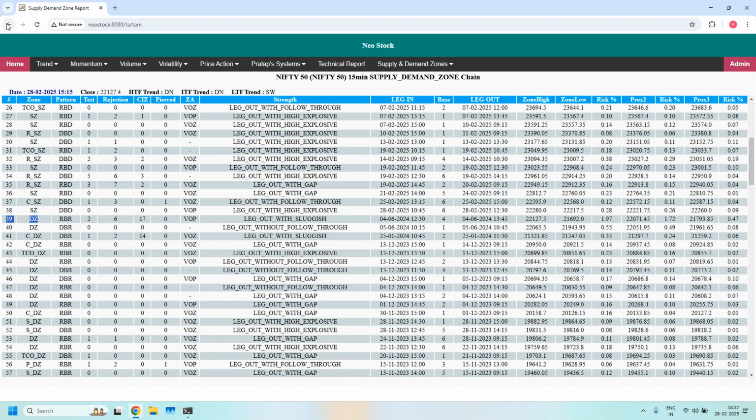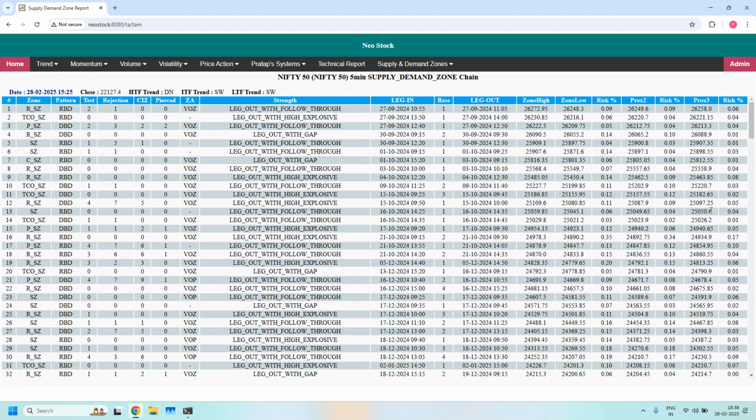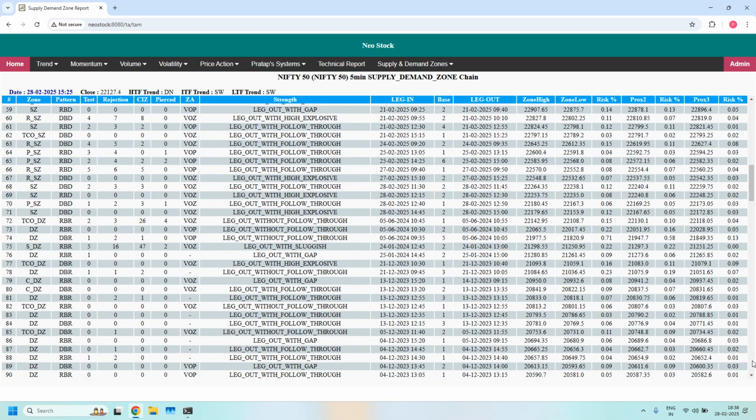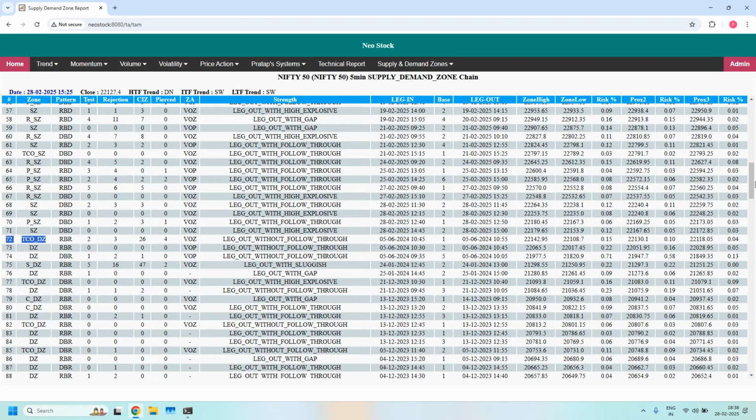Okay, next 5-minute supply demand zone chain for Nifty. All these are supply zones. I'm scrolling the list down. The 72 level is the nearest demand zone to the current closing price, but it is a pierced demand zone. Let me put it in the center. Okay, this is about the Nifty supply demand zone chain.